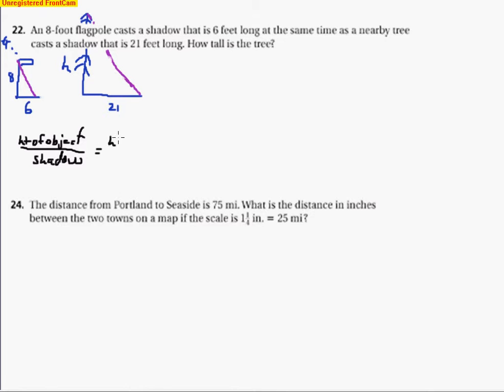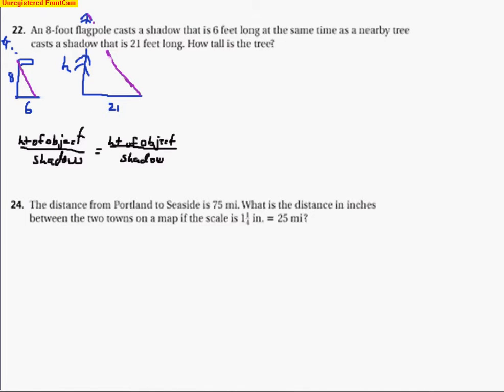The other one's going to be the height of the object. So it kind of depends on whether it's the tree or the flagpole. So the height of the object over its shadow. And that way I could actually find any type of height. I could even find somebody else's height if they were standing next to these images here.